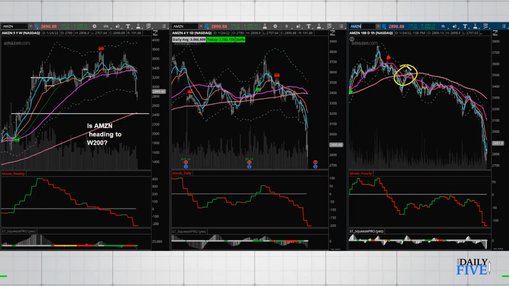The other thing is, here's the cross. Here's the 50 SMA crossing below the 200 SMA. On a daily chart, you ever see that? It's called the death cross. Well, here it is on the hourly chart. And look what it did. The hourly 50 just kept trending down. And so did the hourly 200. It kept trending down.